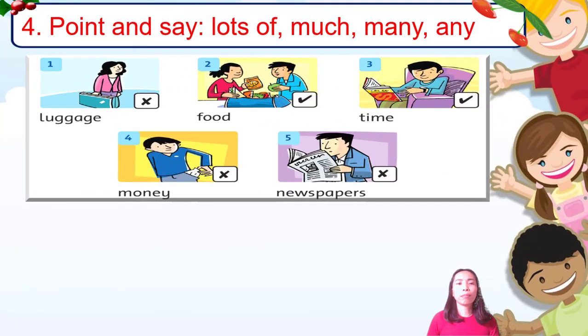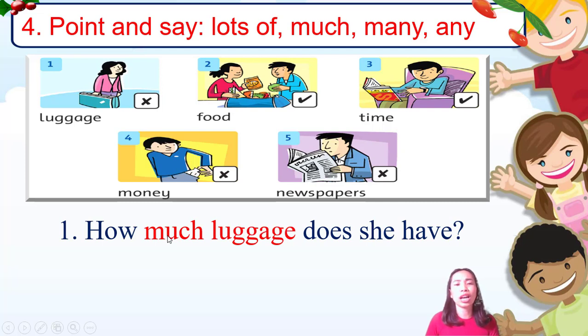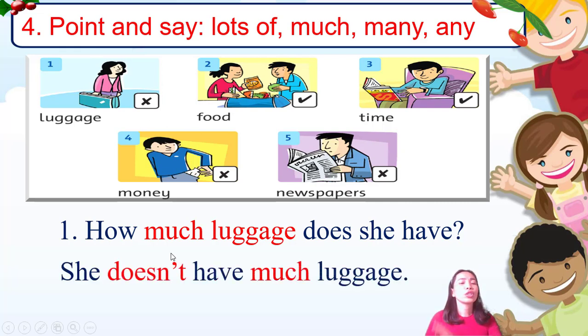And now you can point and say using lots of, much, many, and any. Let's look at picture number 1. The word is luggage, and this is the cross. For example, you can ask, how much luggage does she have? Because the word luggage is uncountable, so we use how much. How much luggage does she have? Let's look at the cross. She doesn't have much luggage.